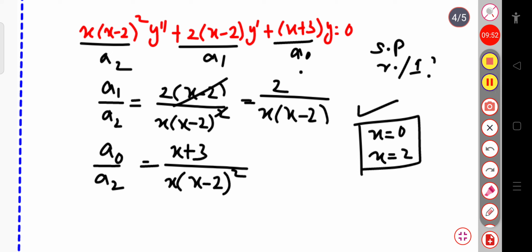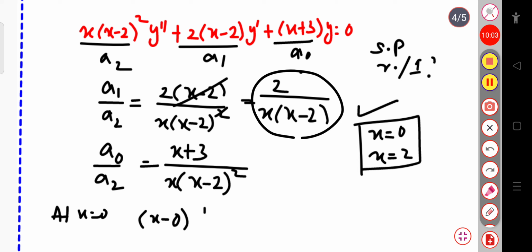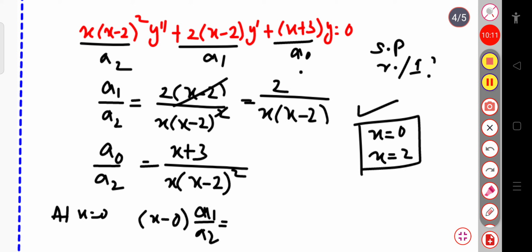Now let me check at x equal to 0. I will multiply a1 by a2 by x minus 0. So that is x minus 0, that is x, into 2 divided by x into (x minus 2). The x gets cancelled, giving 2 divided by 0 minus 2, which equals minus 1. Again, we can calculate for a0 by a2 also.